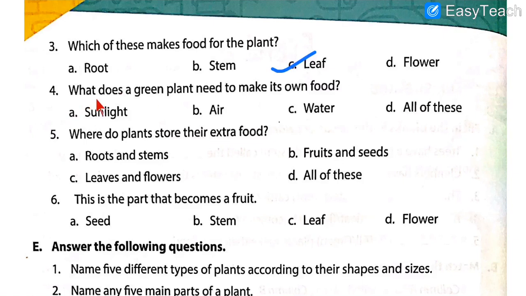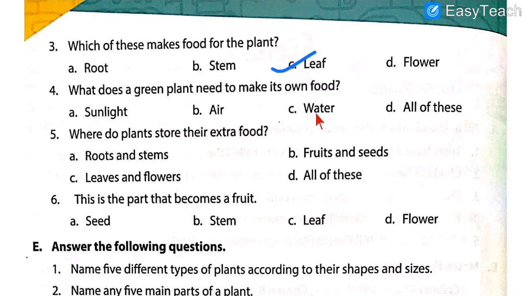Then number 4. What does a green plant need to make its own food? How does a green plant make the food? What things do they need? Like I told you before in the previous videos, in our kitchen we need all the things. We need vegetables, oil, etc. We need so many things for making food. But what do green plants need for making their own food? Do they need sunlight, air or water? Or do they need all of these?